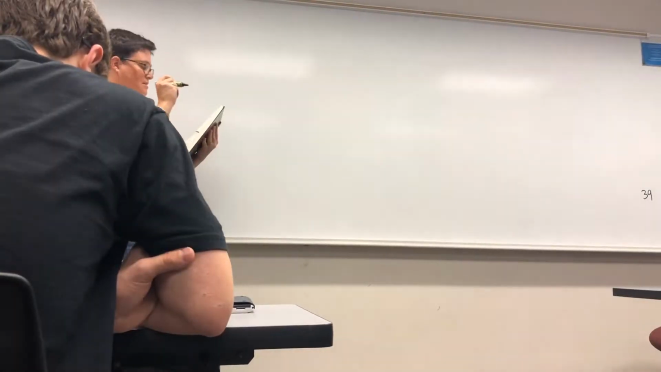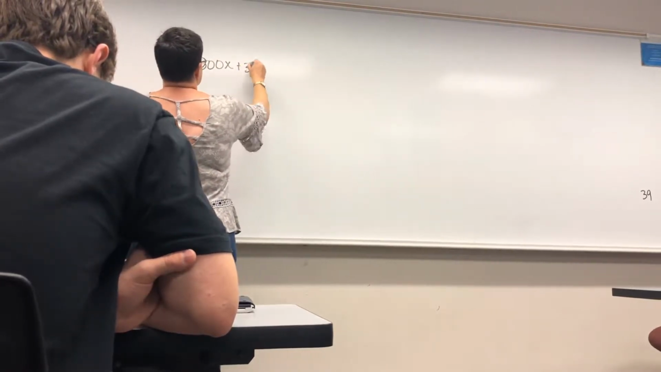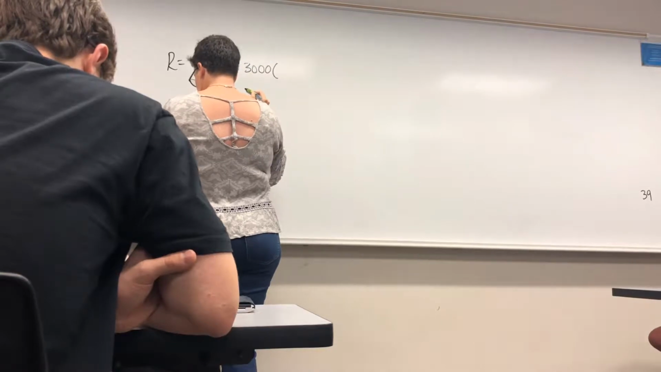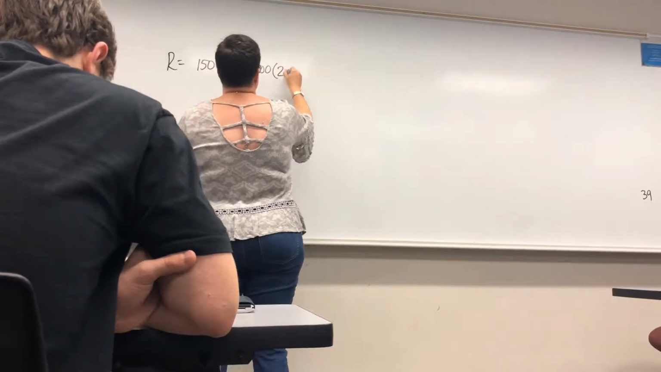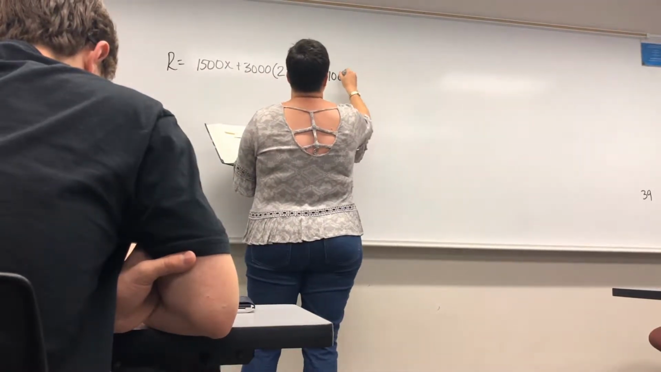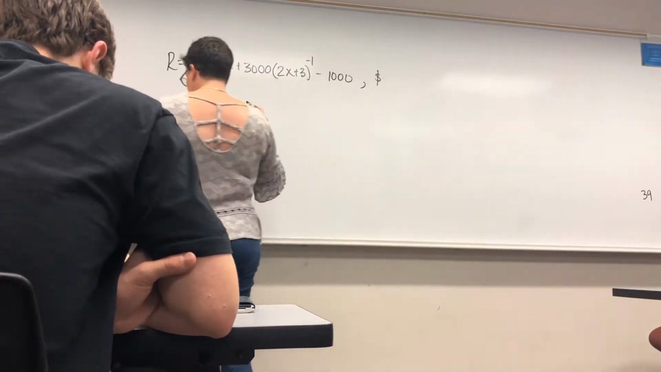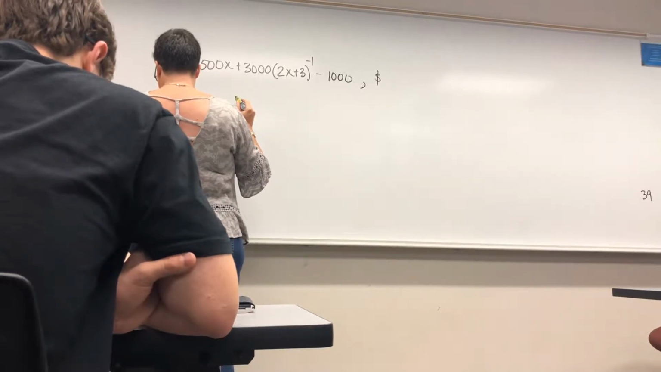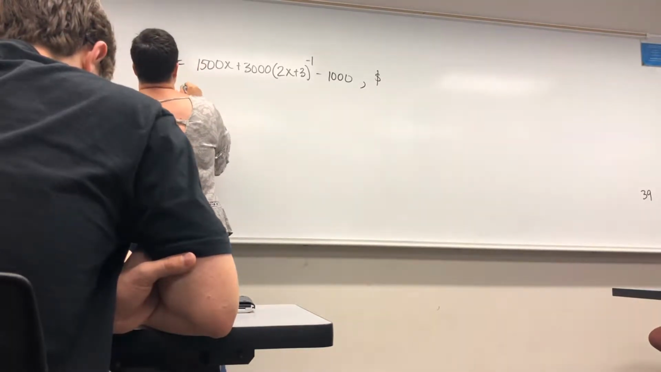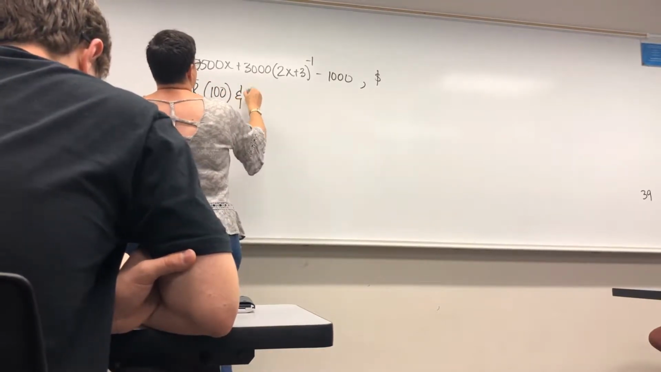3,000 times (2x plus 3) to the negative 1, minus, okay. It's ugly, granted. 1,500x plus 3,000 times (2x plus 3) to the negative 1 minus $1,000. Okay, and this is in dollars. Find the marginal revenue when 100 units are sold. So it's asking us to find marginal revenue when 100 units are sold and interpret.